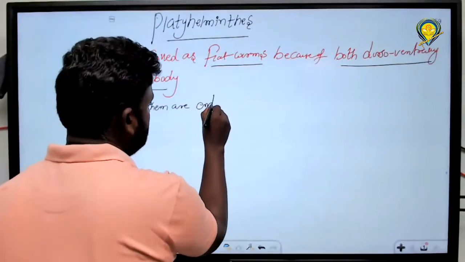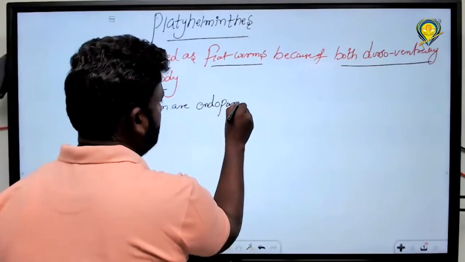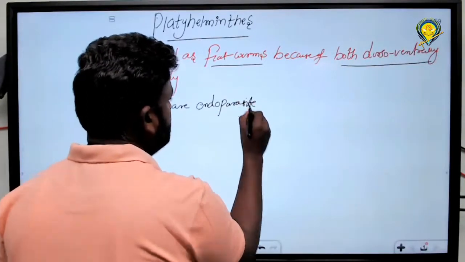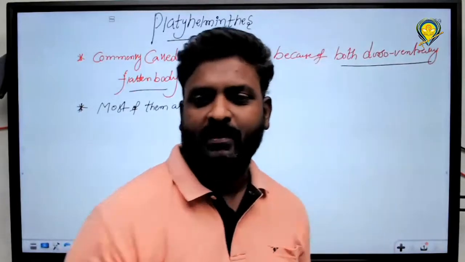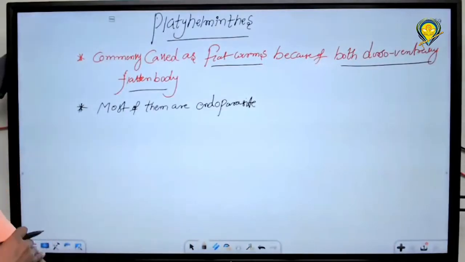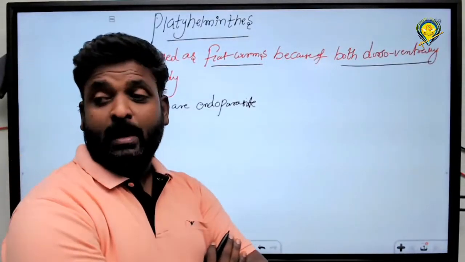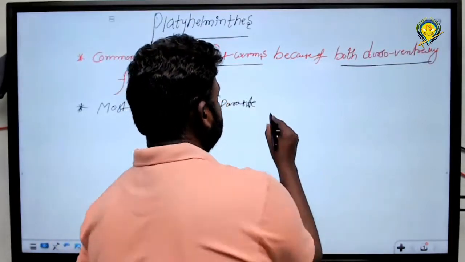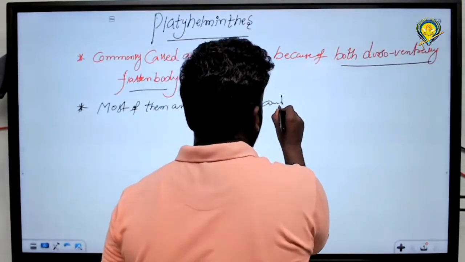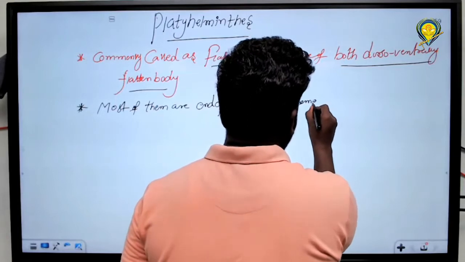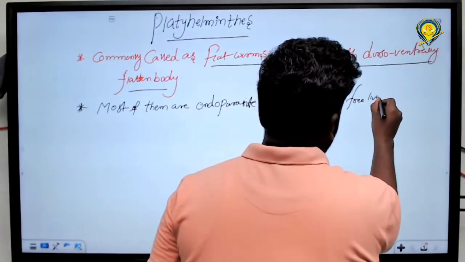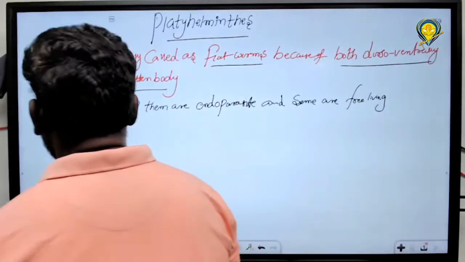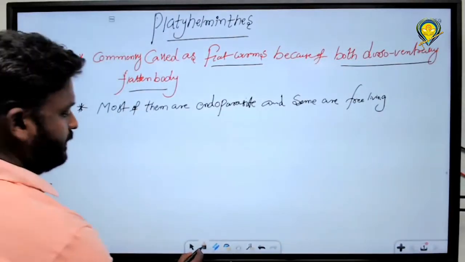Most of them are endoparasites or ectoparasites? Endoparasite means which lives inside of the host body. Inside of the body it can be present, right? Very good. So most of them are endoparasites and some are free living. Very good. Next point.